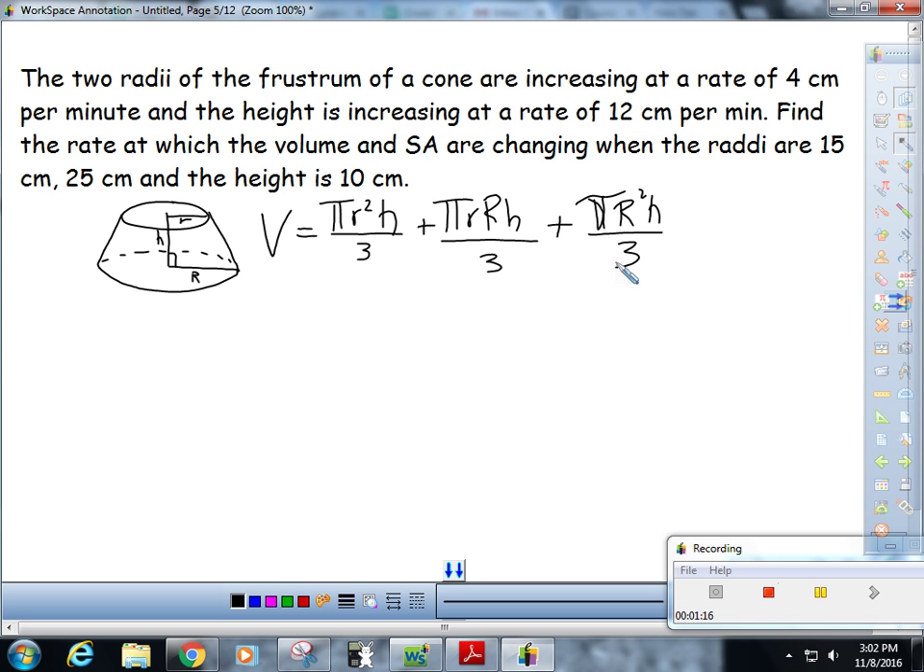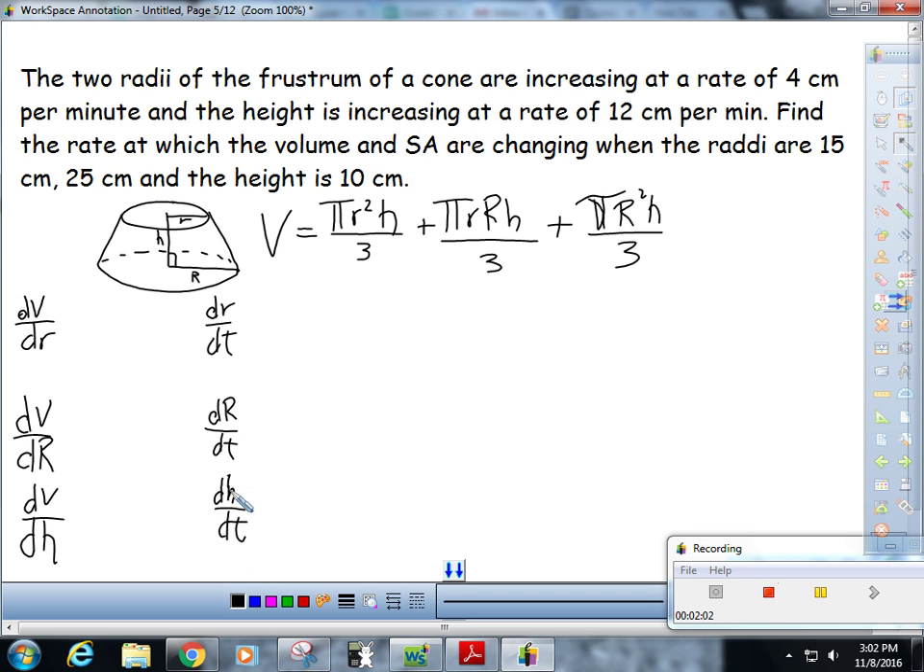Let's just start with the volume, and then we'll move on to surface area later on in the video. Here's what we're going to need: dV dr, dV dR, and dV dh. We're also going to need dr dt and dh dt. And then we're going to put those into the chain rule and we are done.